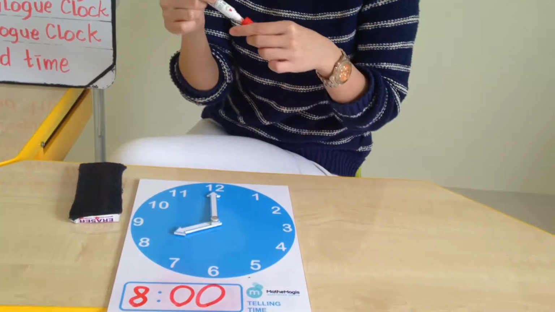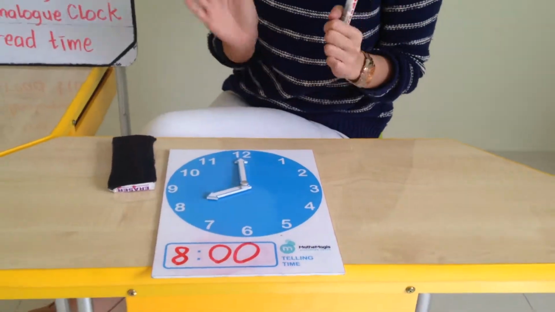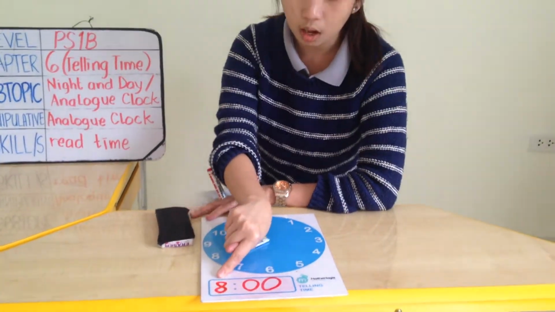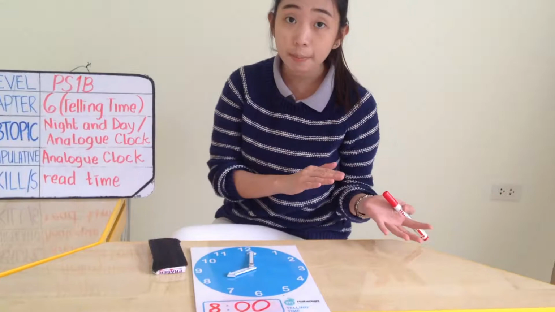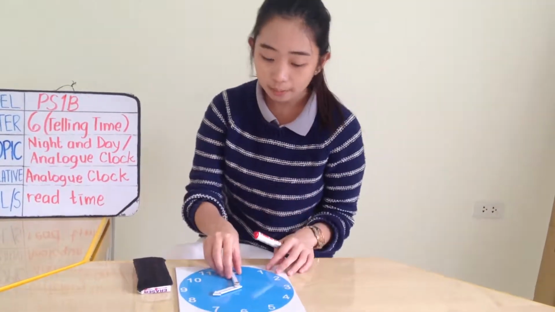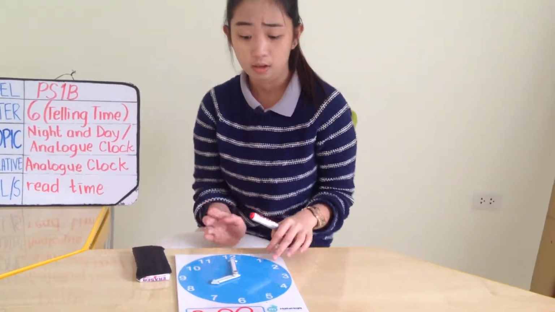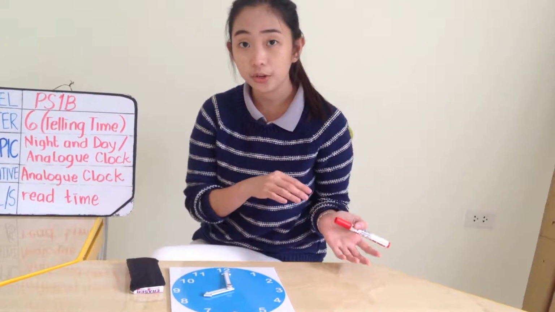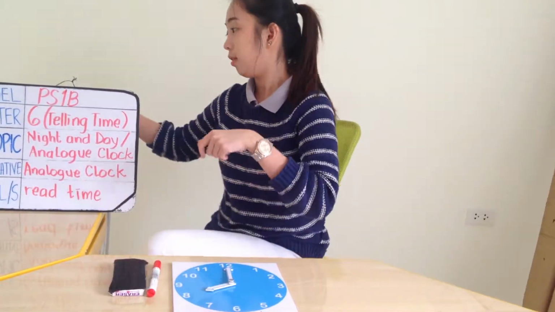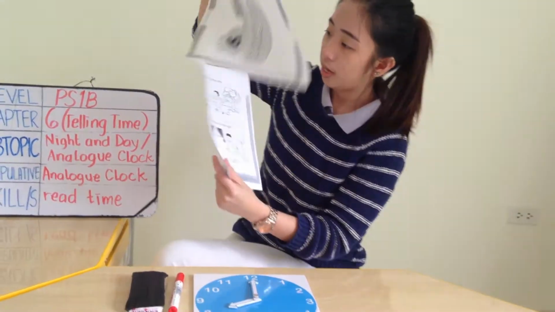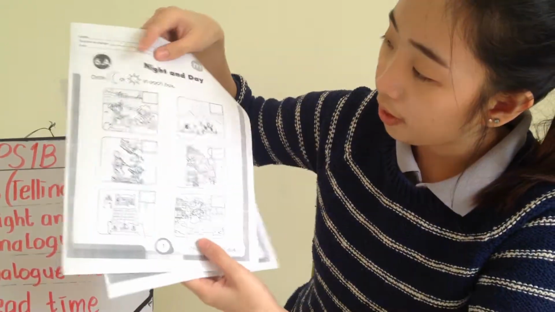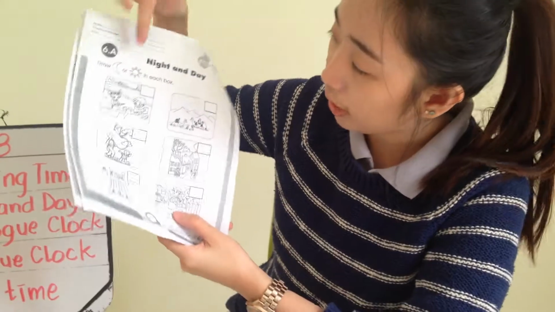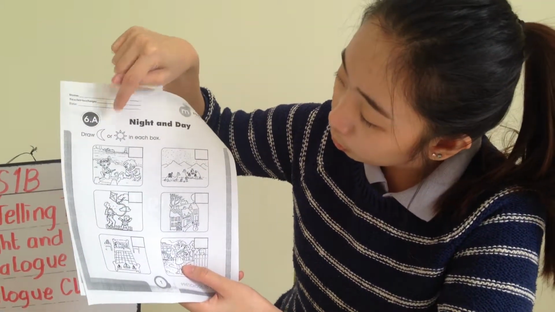Then you could also ask them to incorporate night and day. So what do you do 8 o'clock in the morning? So you could say some are still sleeping, some are eating breakfast. How about 8 o'clock in the evening? So some would say they're watching television and those things. Okay? So here, for night and day, they just need to identify the activities that they do during the day or during the night by drawing a moon or a sun.